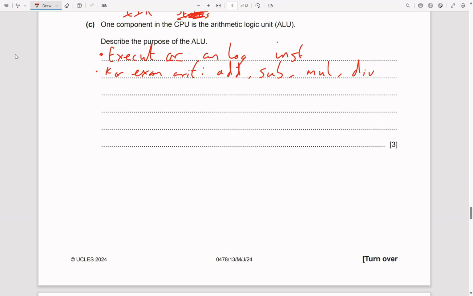And let's go logic: AND, NOT, maybe OR, and of course we can go XOR. They would be some of the main ones. I think that's okay. You can also mention that the result is passed or copied to the accumulator.